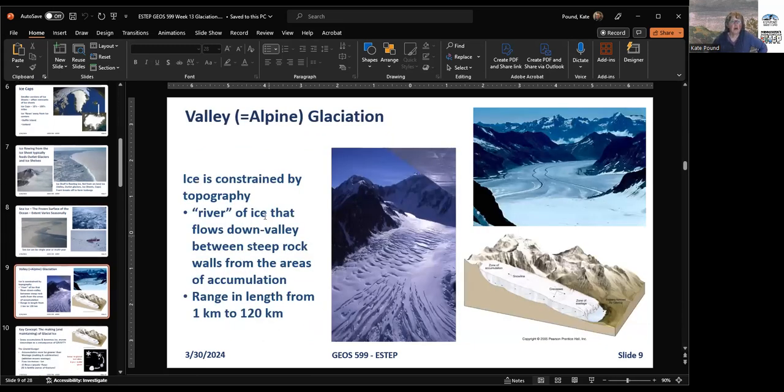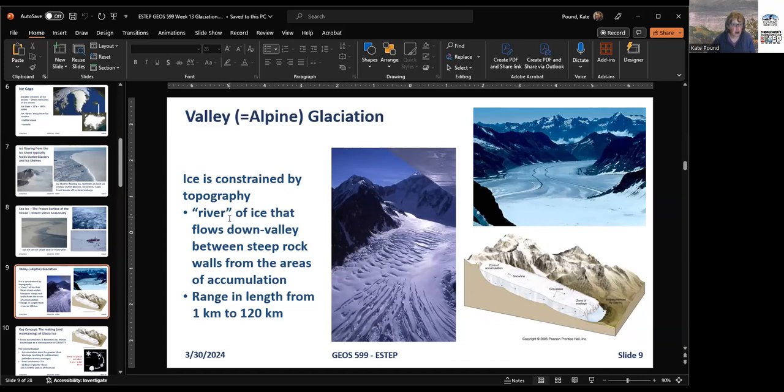All right, so we're going to take a brief tour now through valley or alpine glaciation. So over on the left, in valley or alpine glaciation, and it's called alpine glaciation because the features were first described in scientific literature by people working in the European Alps. So these terms get used interchangeably, valley and alpine. So the ice is constrained by topography.